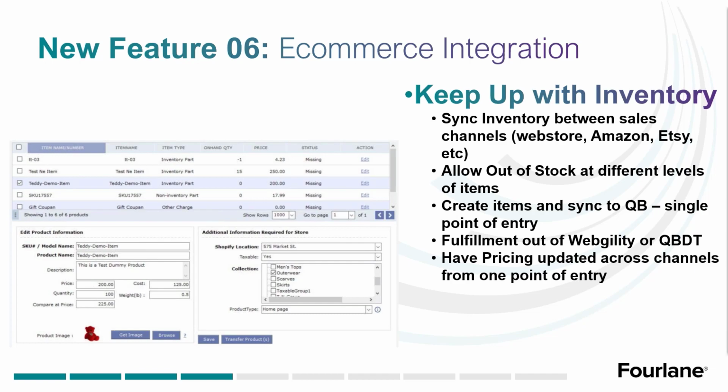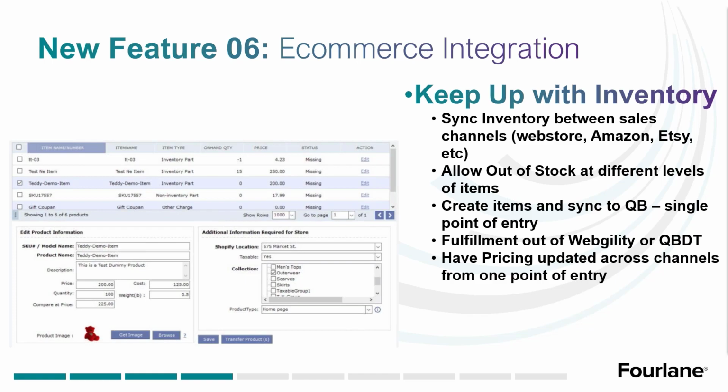You can allow for out of stock at different levels of items. So if the item in QuickBooks goes below, right, so let's say we do some orders, the sales reps enter orders in QuickBooks, the rest of the people in the world are entering orders in our web store, Amazon store, wherever it is. Based on settings, we can have things show out of stock if we want to, based on our quantity on hand in QuickBooks or quantity available.